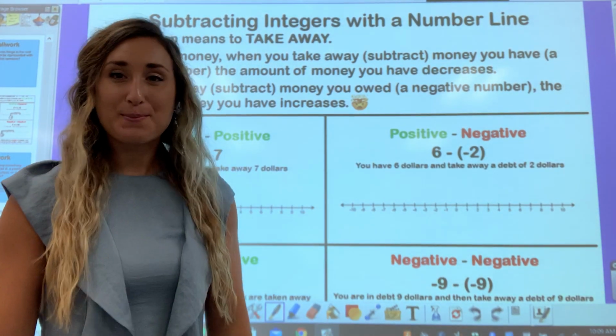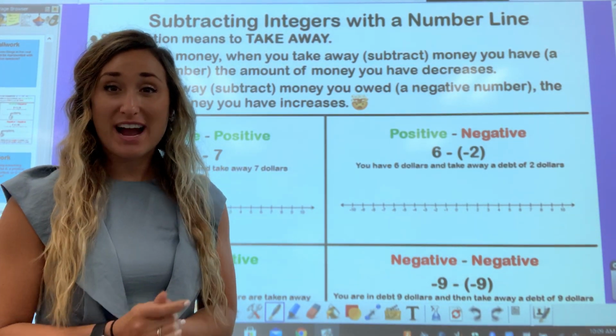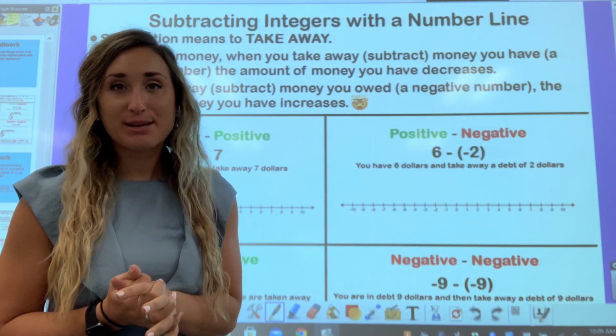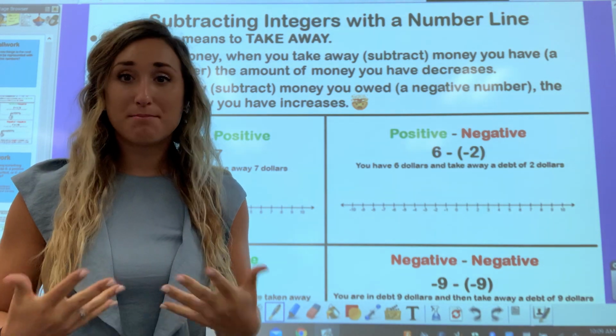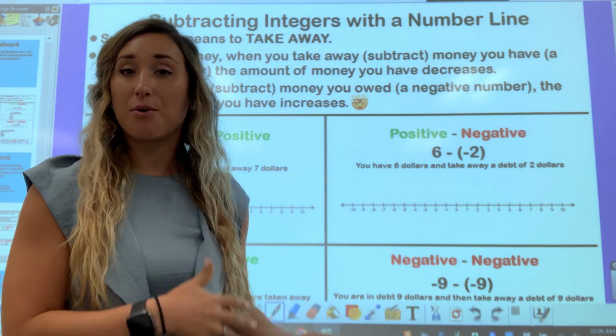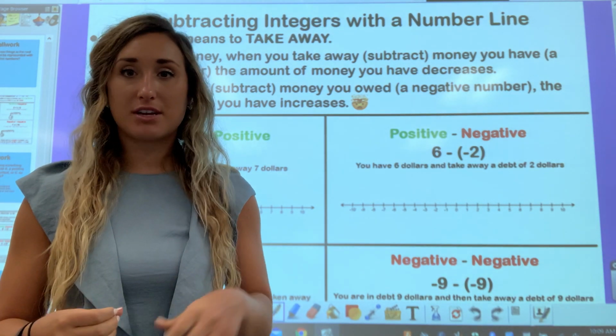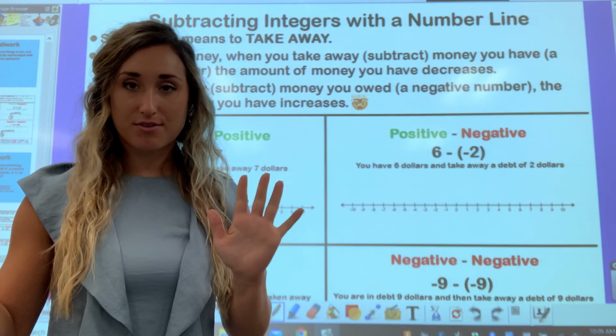Hi everybody. Today we're going to cover subtracting integers with the number line. And remember that the meaning of subtraction means to take away. 5 minus 3, you have 5 and you take away 3.